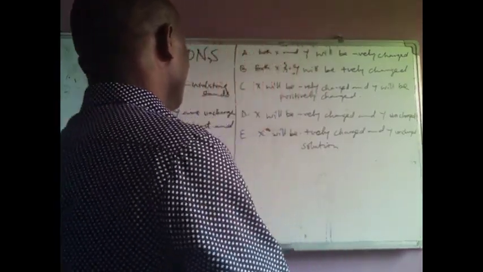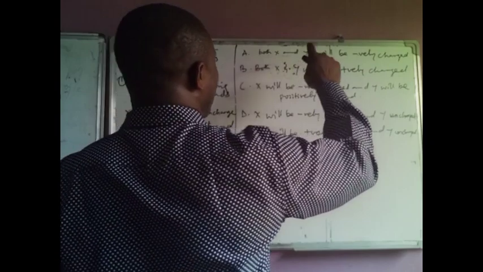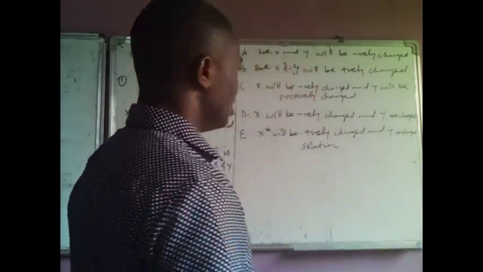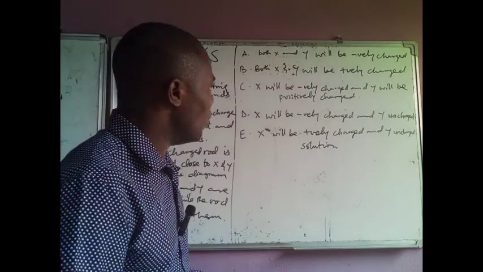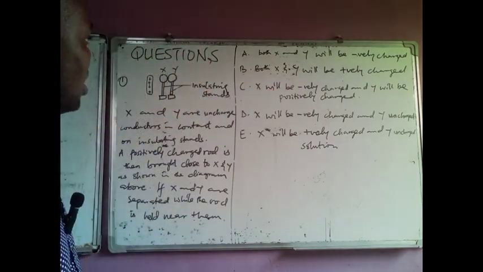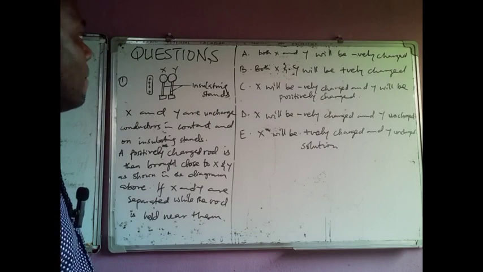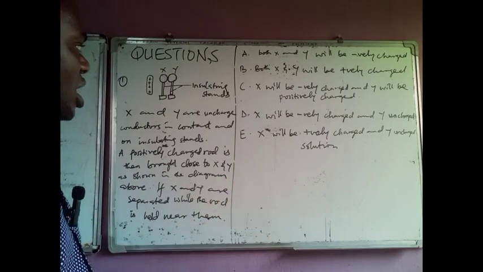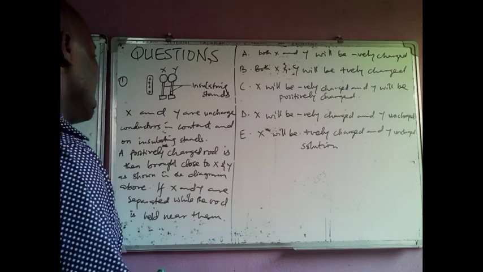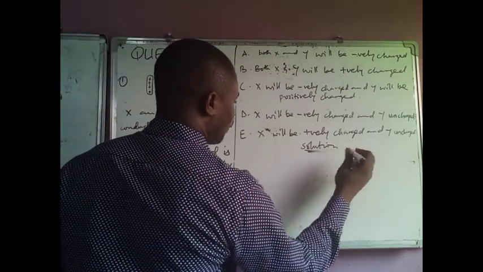A, both X and Y will be negatively charged. B, both X and Y will be positively charged. C, X will be negatively charged and Y will be positively charged. D, X will be negatively charged and Y uncharged. E, X will be positively charged and Y uncharged. Now look at this. Solution.